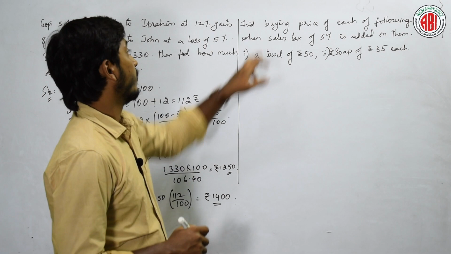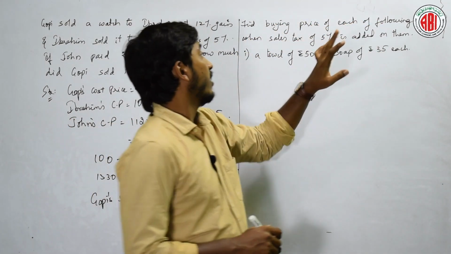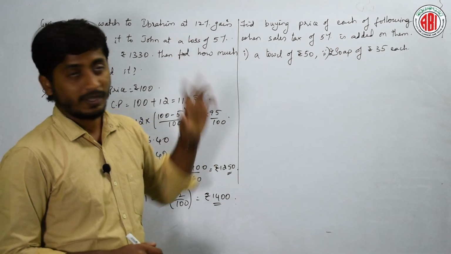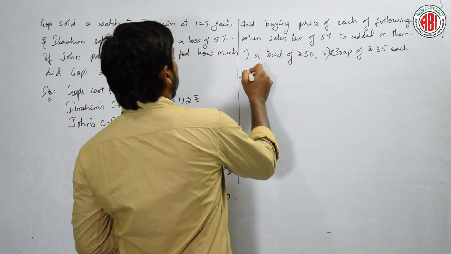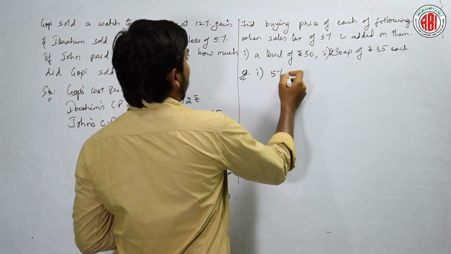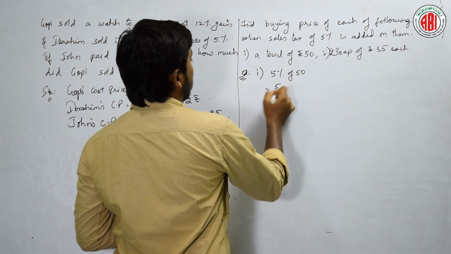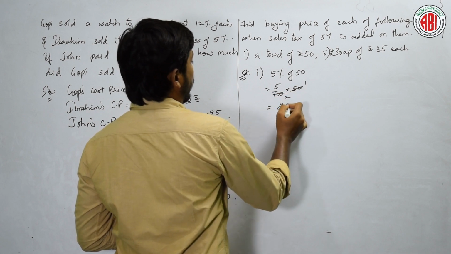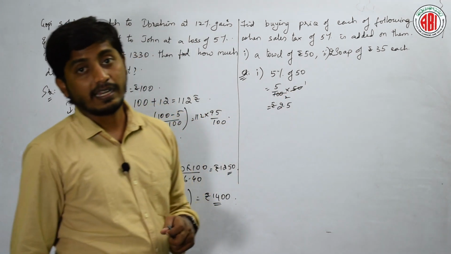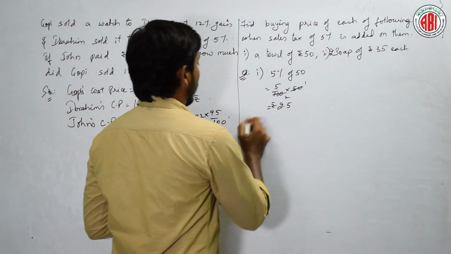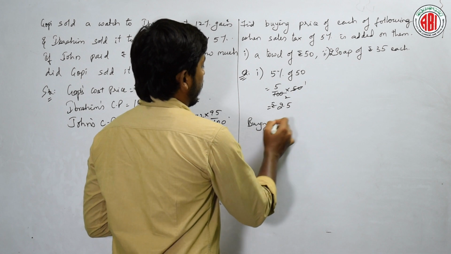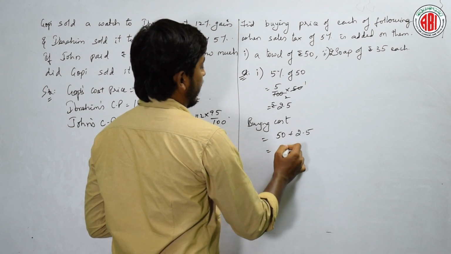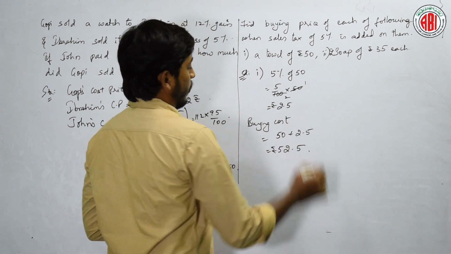See here. Find the buying price of each of the following when sales tax of 5% is added on them, that is VAT or sales tax or something. For this we have to add 5% of 50, that is 5 by 100 into 50. How much is it? 50 ones are 50, so that is nothing but 2.5 rupees. Is it clear? Therefore, what will be the cost here? Therefore, buying cost is equal to 50 plus 2.5, that is nothing but 52.5 rupees.